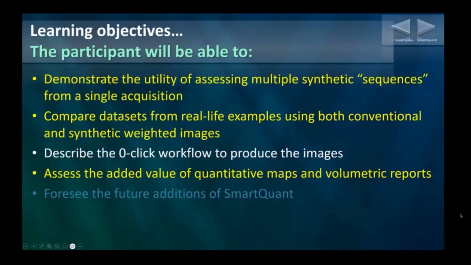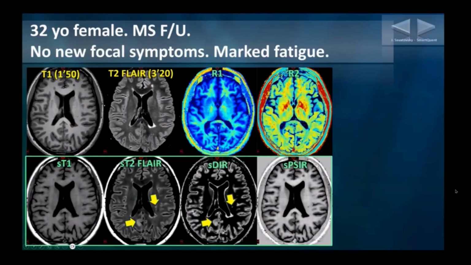So now we will try to assess the added value of quantitative maps and volumetric reports, and we will take this occasion to see further examples of using synthetic weighted images. So here's a case of a 32-year-old female with MS. We follow up her MS, and she has no new symptoms, but she has marked fatigue.